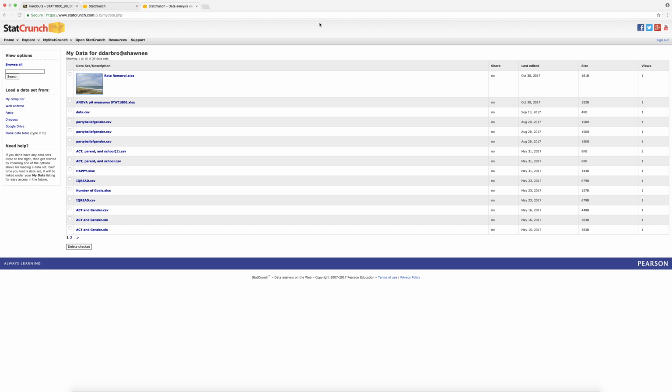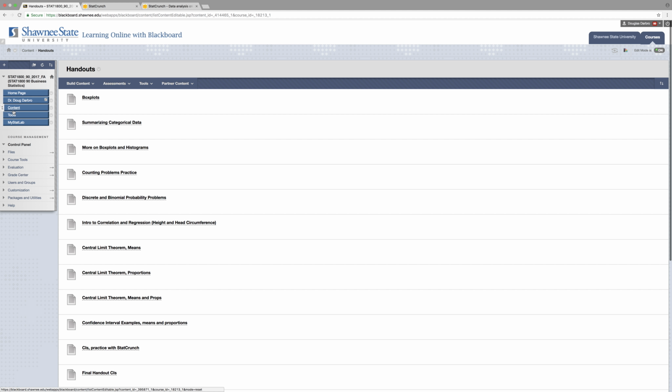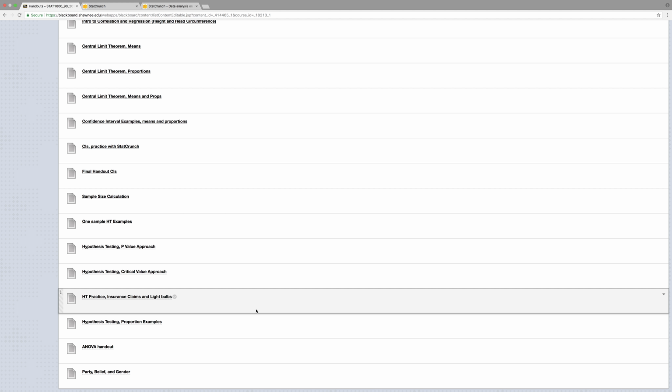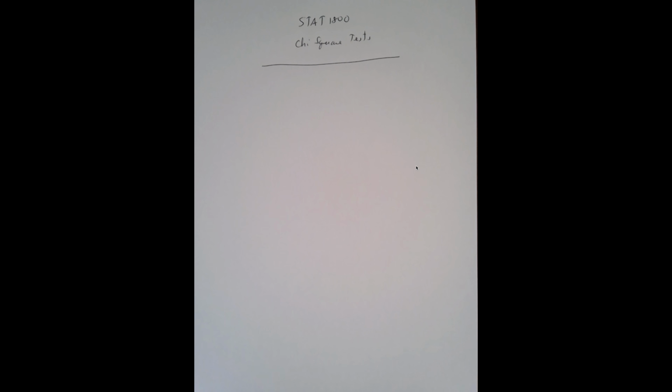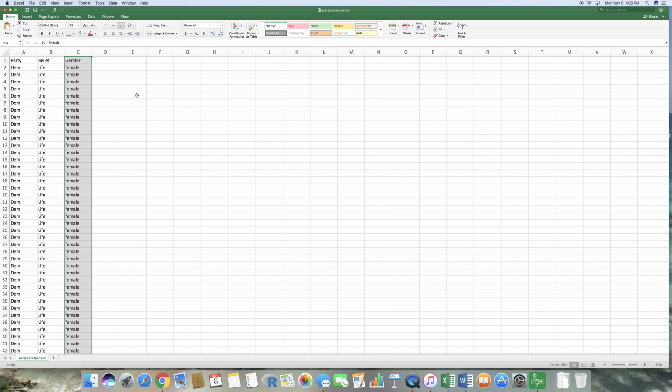Okay, couple of things. If we go to Google Chrome and go to handouts, under content there's a folder called handouts, and if you go to the very bottom, you find a file called Party, Belief, and Gender. Now, if you download that, I've actually downloaded it to my computer. It's a semi-interesting data set, at least I think it is. It was really collected. I haven't tinkered with it at all.